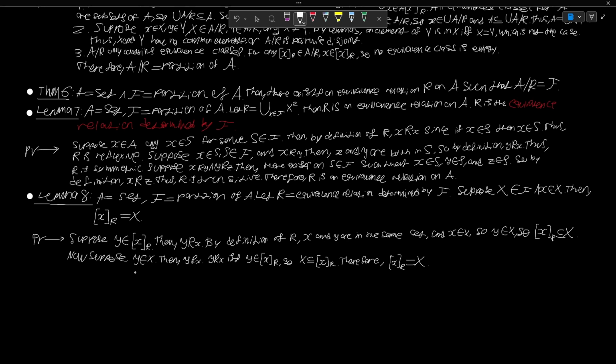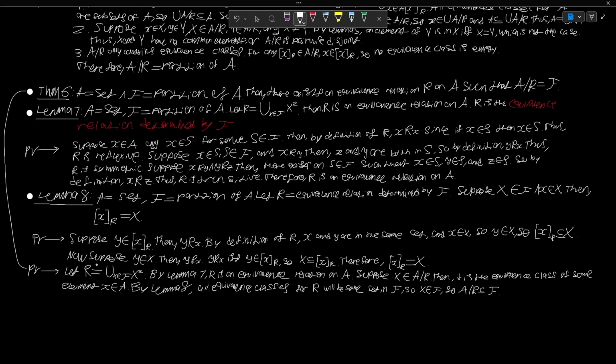Now for right to left, it's going to look very similar. We suppose that Y is an arbitrary element of big X. Then this is true if and only if Y is related to X by definition of R. And Y is related to X if and only if Y is in the class of X. So here we've shown that since Y is arbitrary, big X is a subset of the class of X. So since they're both subsets of each other, this means that they're equal to each other, specifically big X and the class of X. Now since we have these lemmas, we can use these to help us prove theorem 6 here.